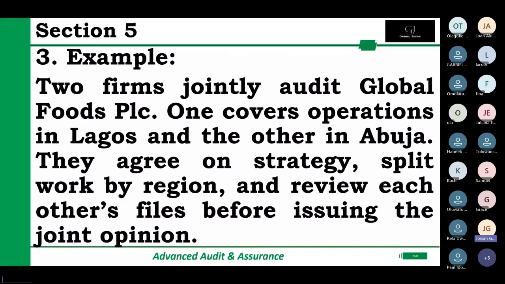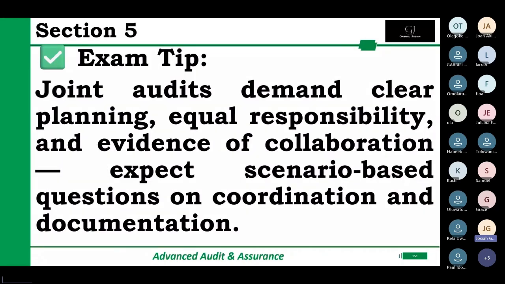For example, two firms jointly audit Global Foods Limited. One covers operations in Lagos and the other covers operations in Abuja. They agree on strategy, then split the work by region and review each other's files before signing the joint opinion. So that's an example of practically how to carry out an audit based on jurisdiction or some other factors.